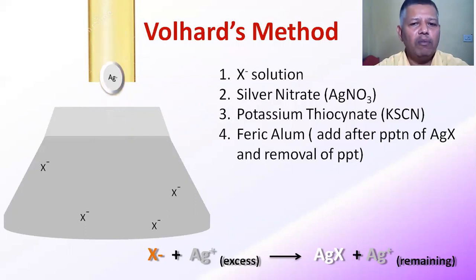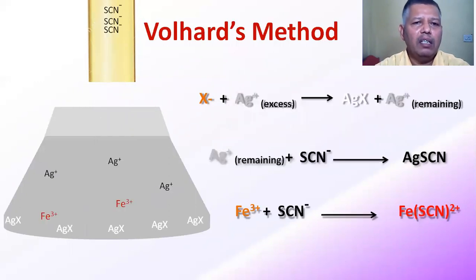It may be silver chloride or silver bromide precipitate that is formed. And then we are adding more silver ions to the solution, and the remaining silver ion is then further titrated. Here the precipitate of the silver halides is formed, and we are adding the ferric alum, that is the Fe3+ ion, to the solution. Then we add the potassium thiocyanate solution drop by drop from the burette, and it forms a complex with the silver ion.